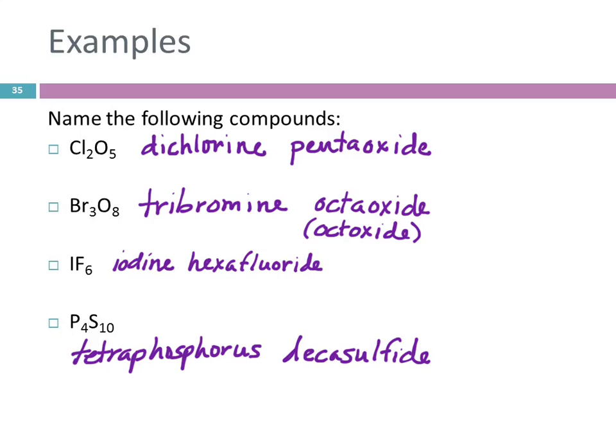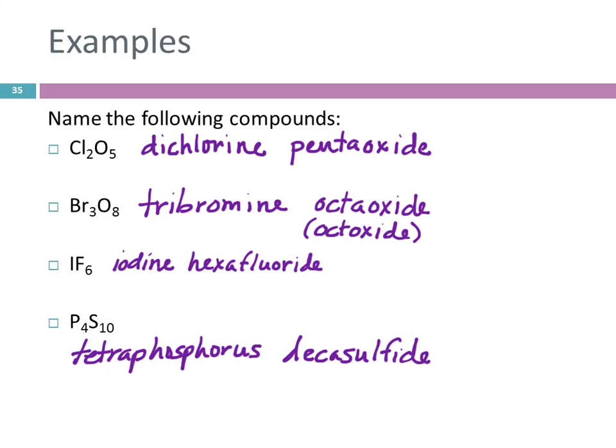Any questions? How do you tell the difference between the molecular compounds and the metals? Or the ions? The ionic compounds? That's a very good question. How do you tell the difference between molecular compounds and ionic compounds? The presence of a metal. So if we look at these, chlorine and oxygen, bromine and oxygen, iodine and fluorine, phosphorus and sulfur, they're all non-metals.